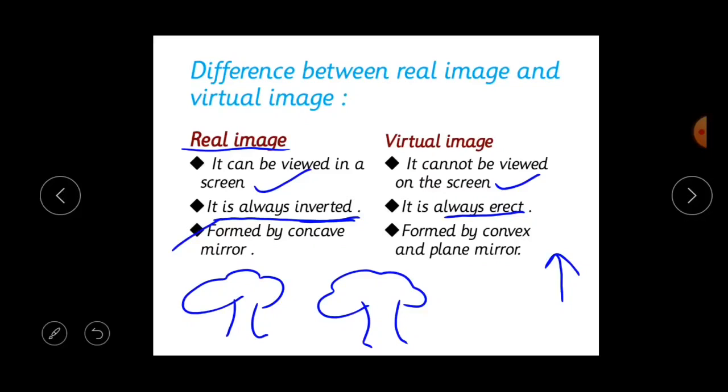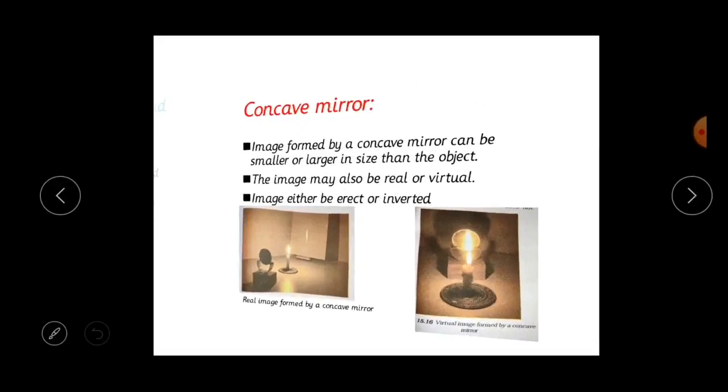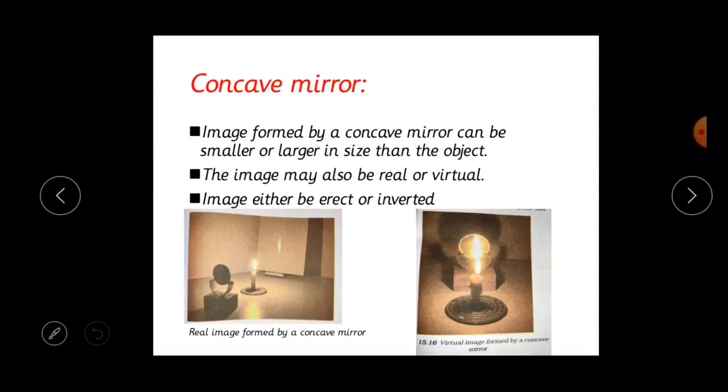Okay, so the real images are formed by concave mirrors, whereas the virtual images are formed by convex and plane mirrors. So this is about the difference between virtual image and real image.